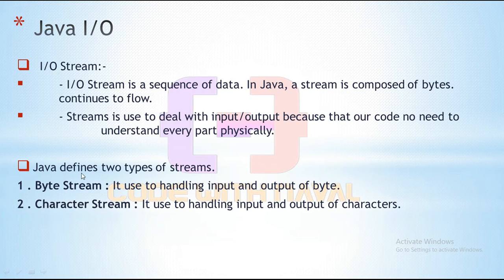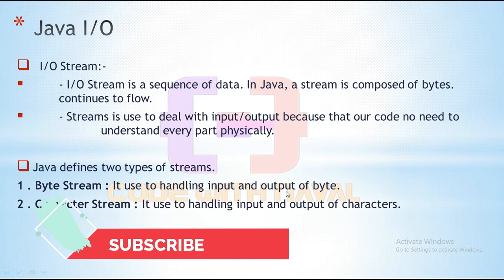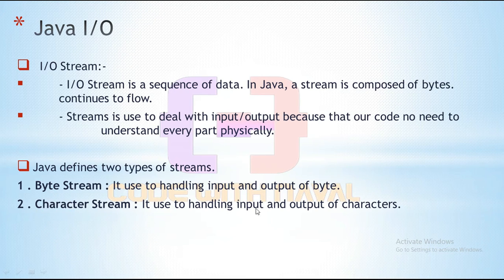Here Java provides two types of stream classes. The first one is the byte stream and the second one is the character stream. The byte stream is used to handle input and output of bytes. And the second one is the character stream, which is used to handle input and output using characters. We will see these byte streams and character streams in the next video.